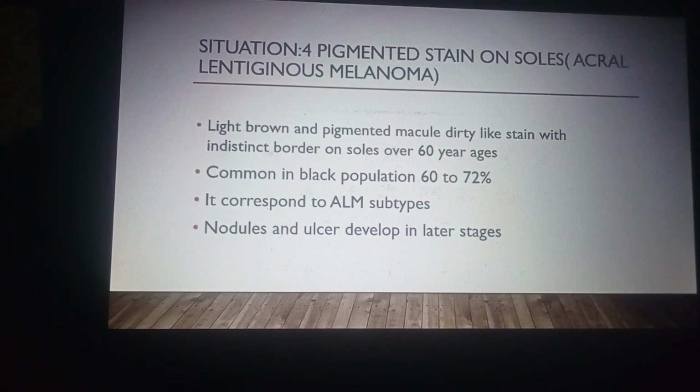Now situation number 4. It is also called a pigmented stain on the sole, or another name is acral lentiginous melanoma. These are light brown pigmented macule-like, dirty-like stains with an indistinct border on the sole, over 60 years of age. Common in the black population, almost 60 to 72% of cases are seen in the black population. It corresponds to ALM subtypes. Nodule and ulcer develop in later stages. This is a pigment-like structure present in the heel area. Mostly it is also seen in adults.